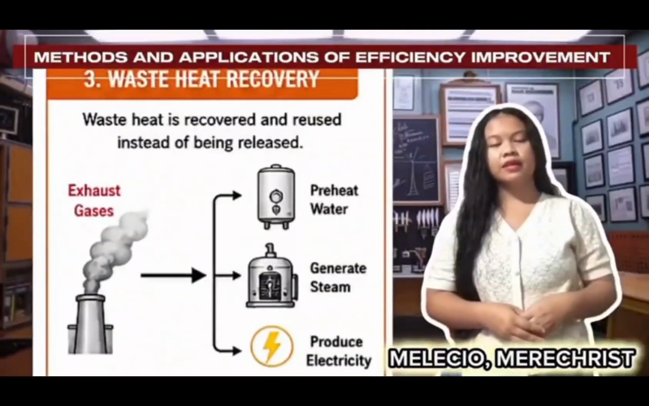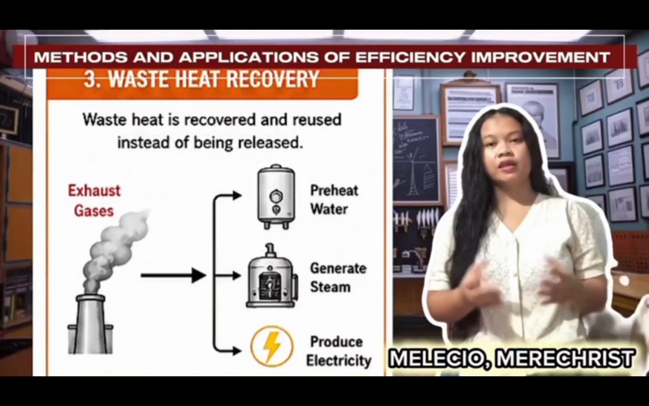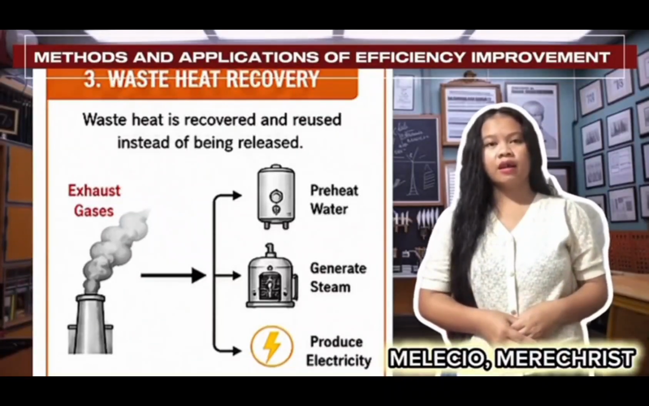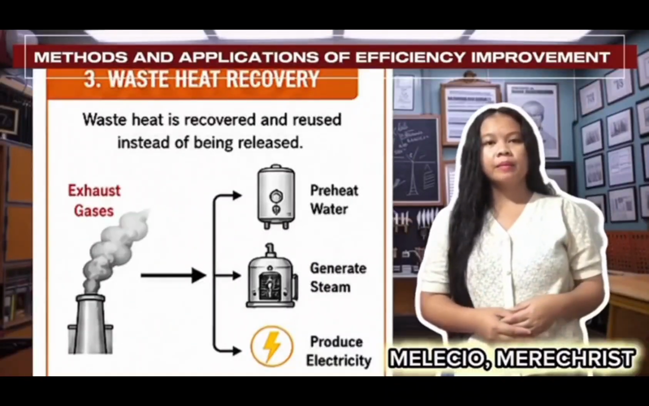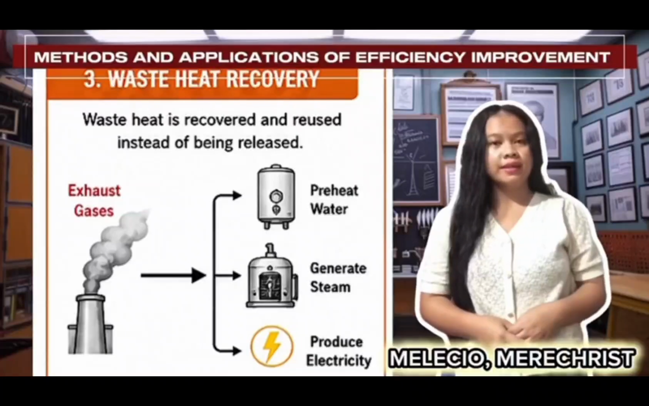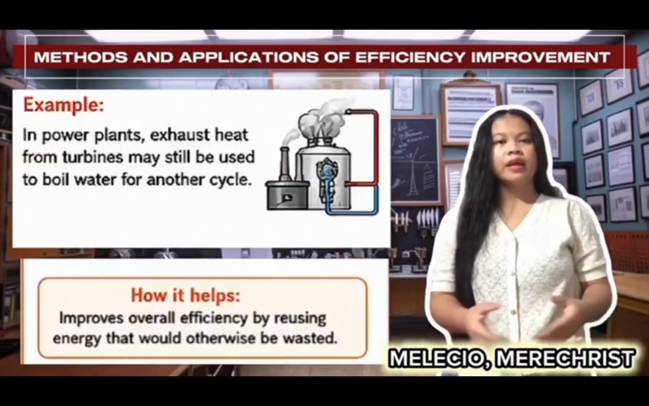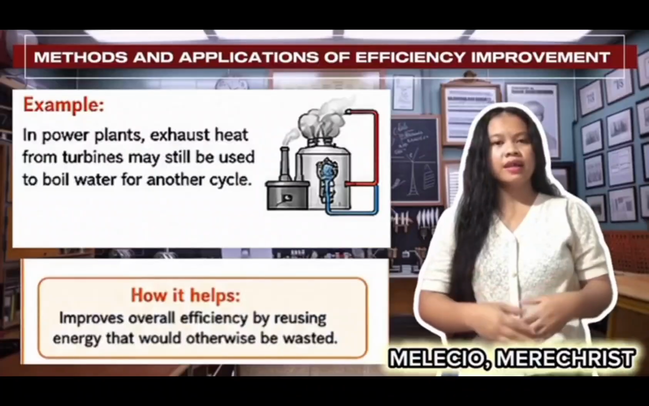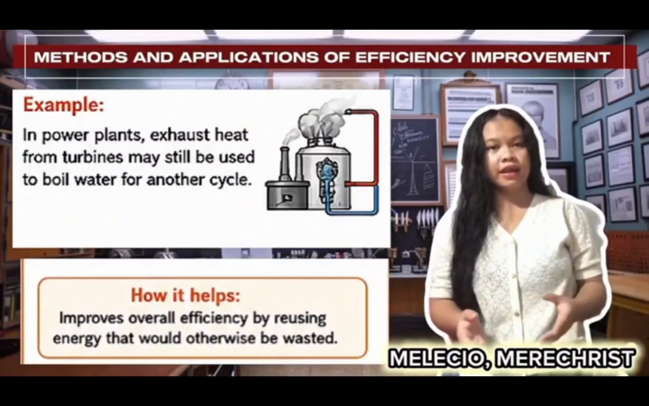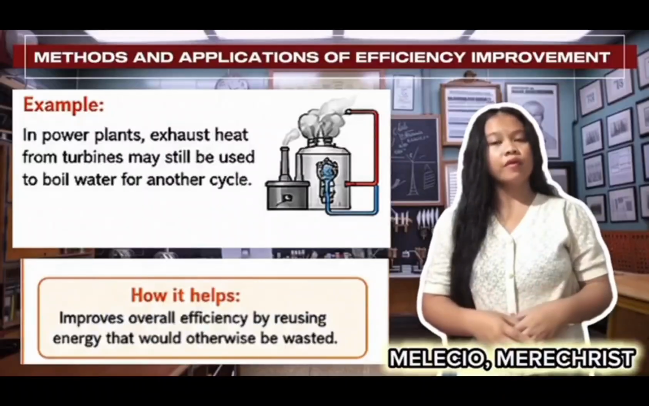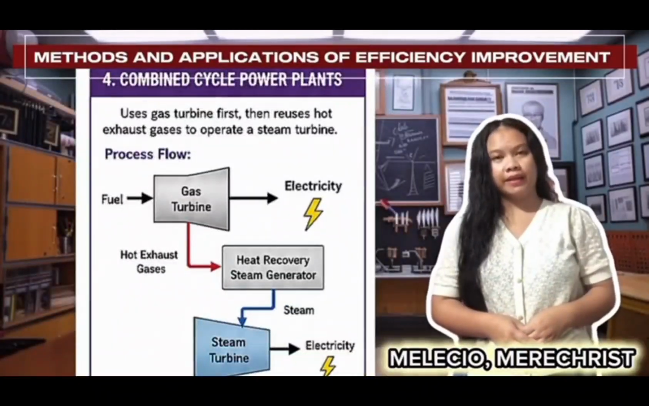The third method is waste heat recovery. Many industries recover waste heat and reuse it. Instead of releasing hot exhaust gases directly into the environment, the heat can preheat water, generate steam, or produce electricity. For example, in power plants, exhaust heat from turbines may still be used to boil water for another cycle. This improves overall efficiency. The fourth method is combined cycle power plants.